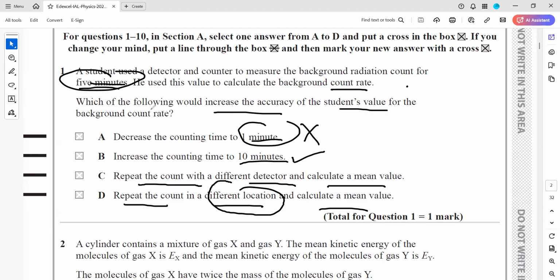Whenever you want to increase the accuracy of the result, what should you do? You should collect more results. Even this one is done, repeat the count, but with a different detector and calculating a mean. So we should use the same type of detector and calculate the mean.